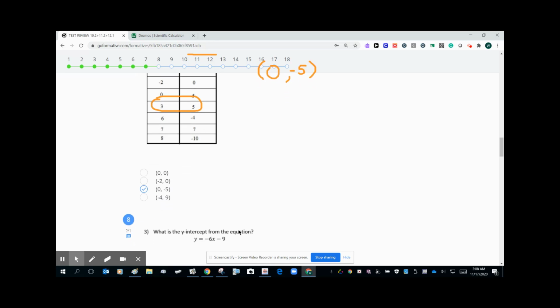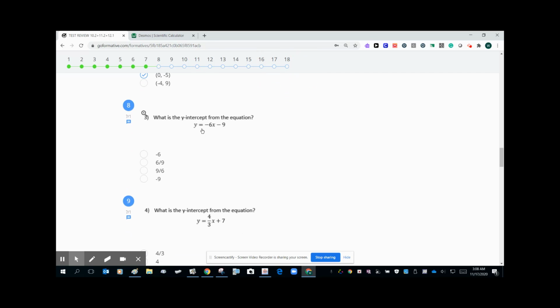Okay. Next one, we're looking for the y-intercept. So if you remember, y equals mx plus b. The b is the y-intercept, and the b is the number without letters or without x. So in this case, the b is -9. So we're going to click right there, and we get a green light.